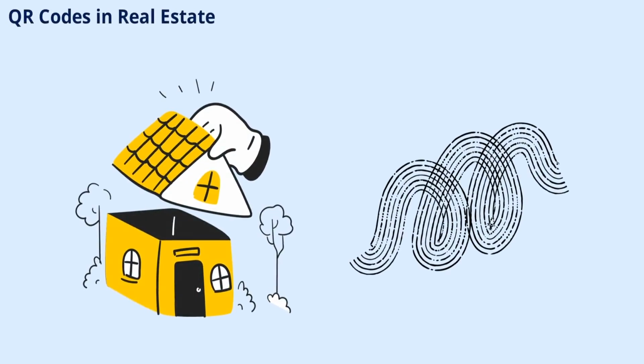Real estate agents use QR codes on property signs and brochures. Potential buyers can scan the code to view a virtual tour, floor plans, or contact information. This makes it easier for buyers to get details instantly and helps agents reach more clients without extra paperwork.